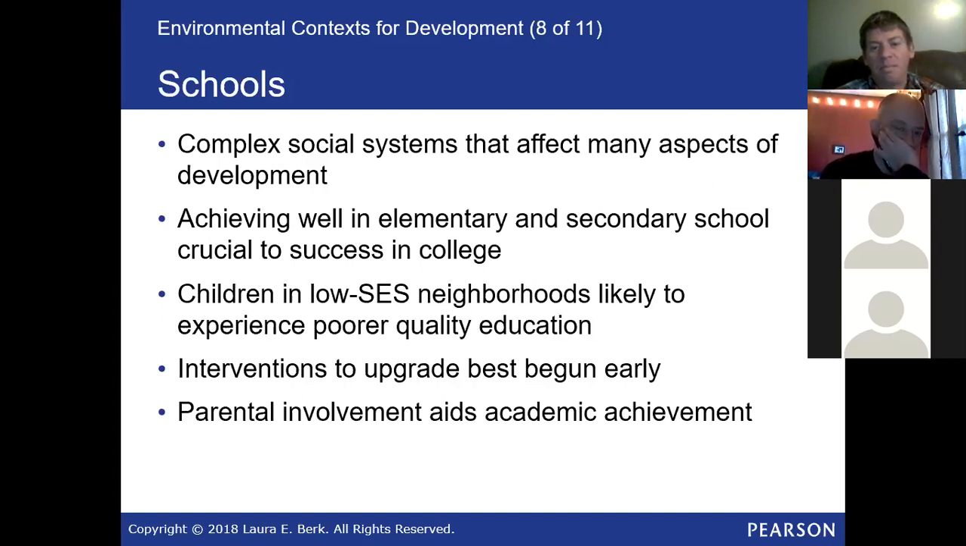Interventions to upgrade are best begun early. So if there's going to be an intervention, in the sense of educational resources and programs, it's best that it's initiated early on in kindergarten, first grade, second grade. By the time you reach seventh, eighth, ninth, 10th grade, it's almost too late, right? So you got to give them the habit early. And of course, parental involvement aids academic achievement.